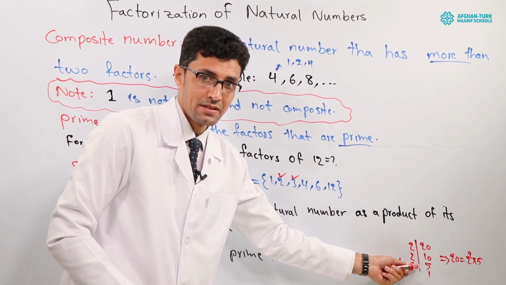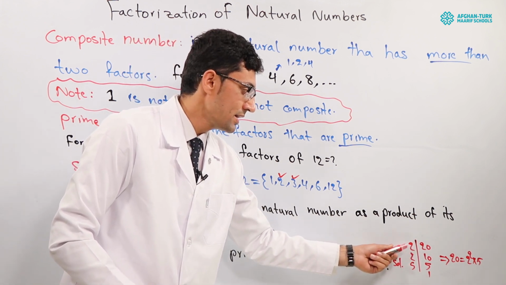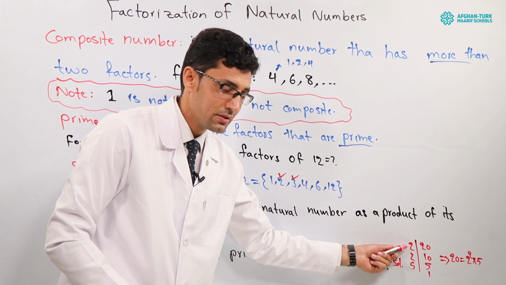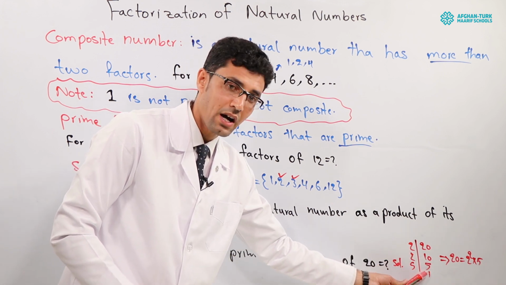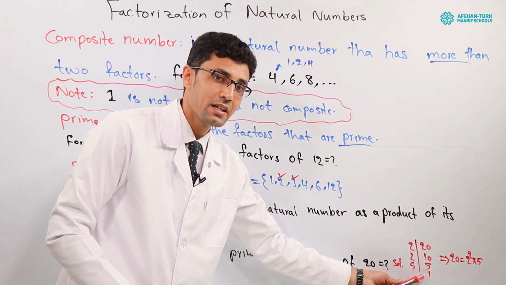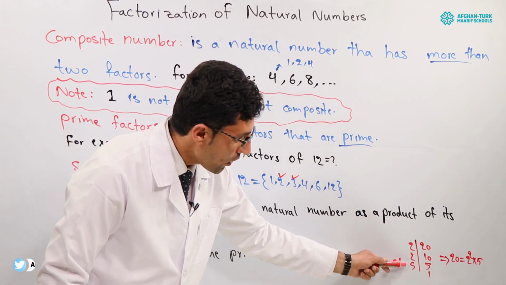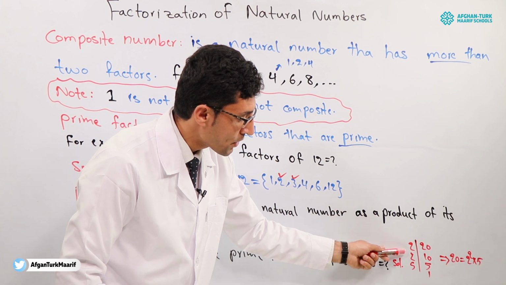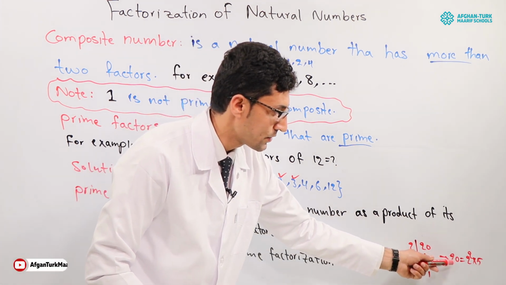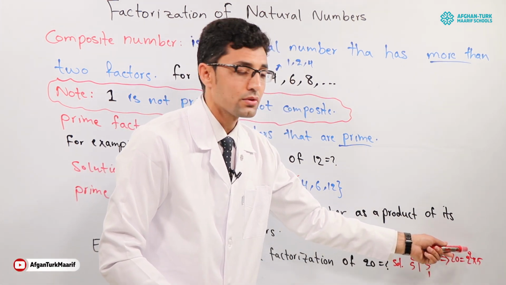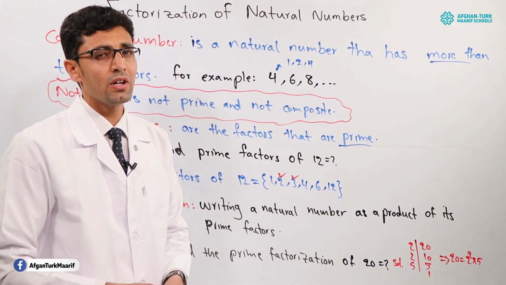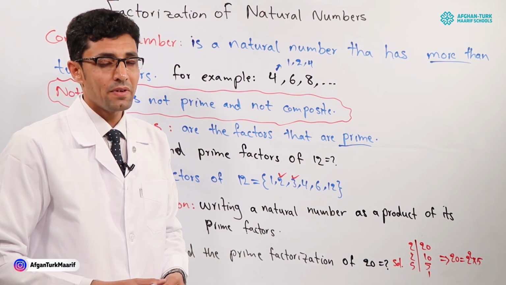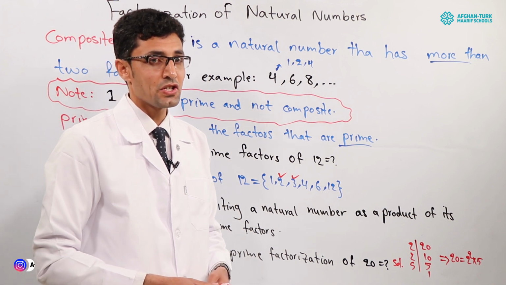Okay, 20. I analyze 20. 20 divided by 2 is 10. 10 divided by 2 is 5. 5 divided by 5 is 1. These are the prime factorization. 20 is equal to 2 to the power of 2 multiplied by 5. We will have more examples of prime factorization in the next session.